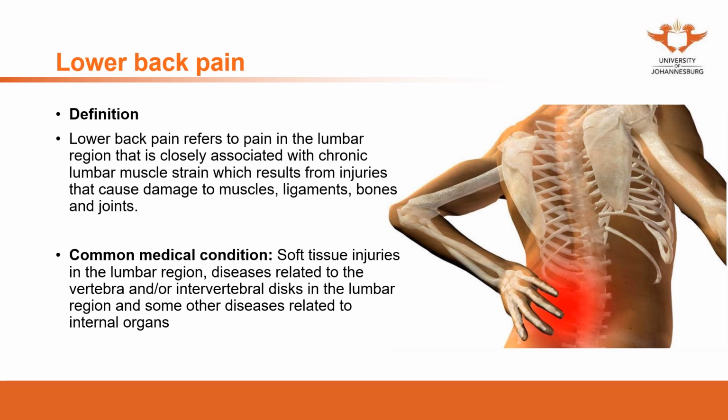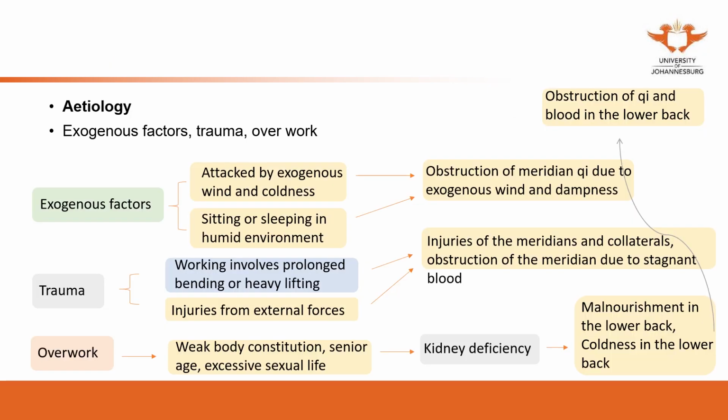So the lower back pain may relate to damage of the tissue, the muscle, the soft tissue, the ligaments, and bones and joints of the lumbar region. The common medical conditions are soft tissue injury and diseases related to the vertebra in the lumbar region. The etiology still is similar: exogenous factors, which can be trauma, and also can be overwork.